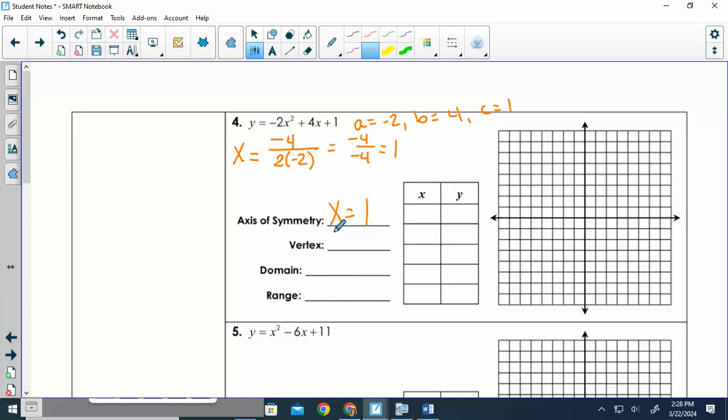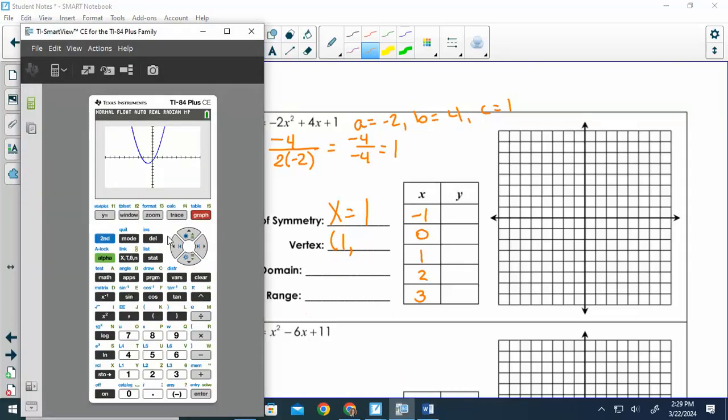So now my vertex, we know the x value is 1. What's the fastest way to get your y? The calculator. We know on our table we're going to put 1 in the middle. Then we need points bigger and smaller. But we can get all those y values from our calculator if we want to do them at once. So you go to your y equals, clear what's there. You need negative 2x squared plus 4x plus 1.